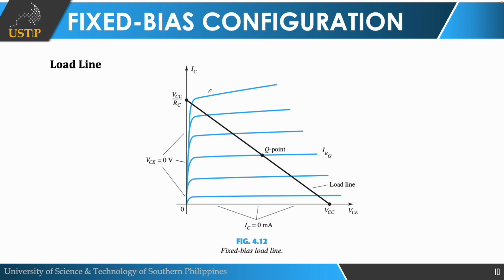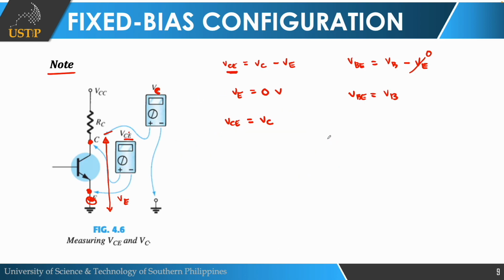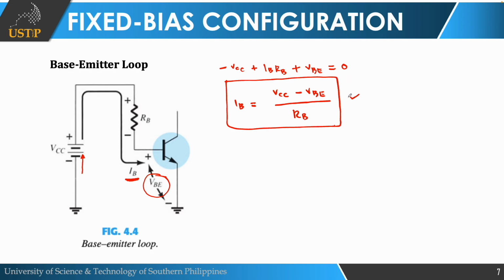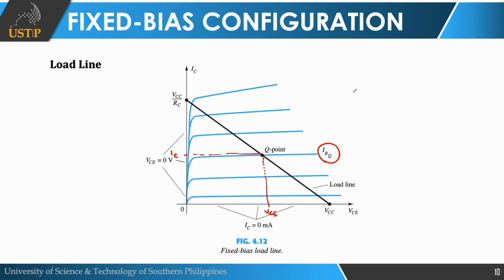This is now our load line for the fixed bias configuration. If you already solved a certain value of VCE, and this is your value for IC with a given IB, if you already solved an IB using this expression, then for example we have this arbitrary point here, and getting IC and VCE, we can plot the Q point somewhere here.